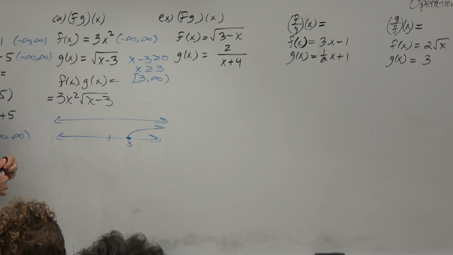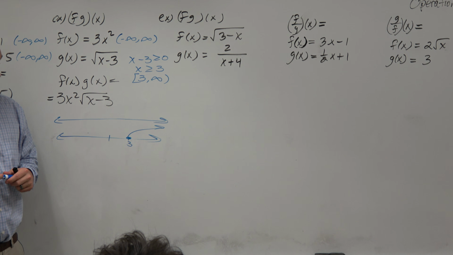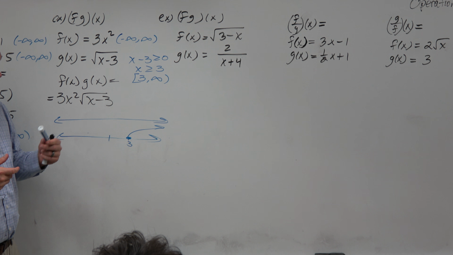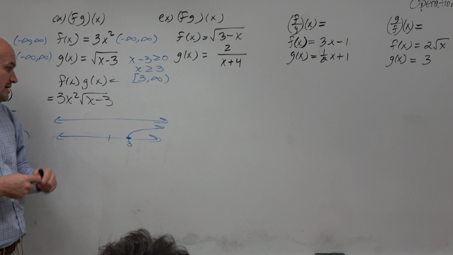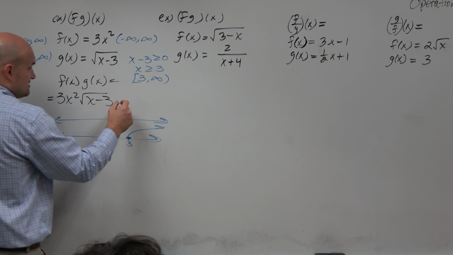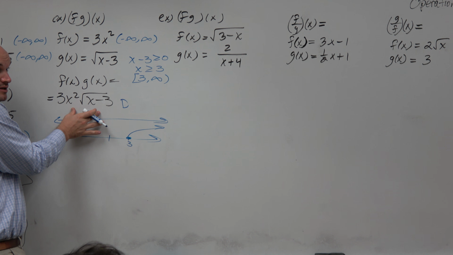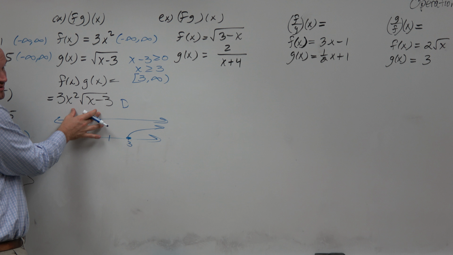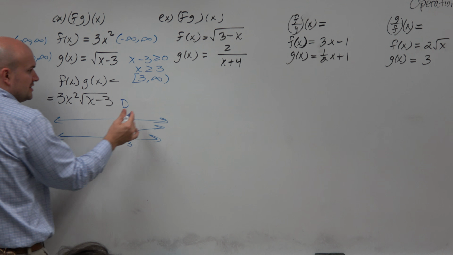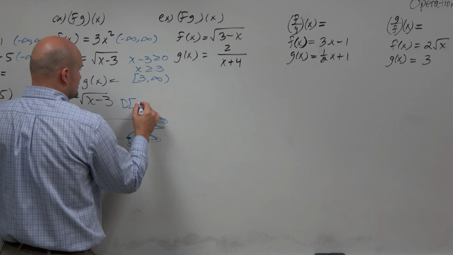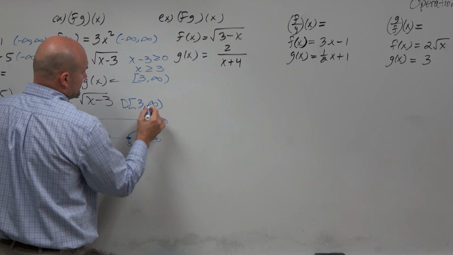So where do these two domains intersect? From 3 to infinity, right? So the domain of this function, which looks really weird, right? It's like, ooh, I don't know what that looks like. But the domain is just the combination of the two functions. So that's going to be 3 to infinity.